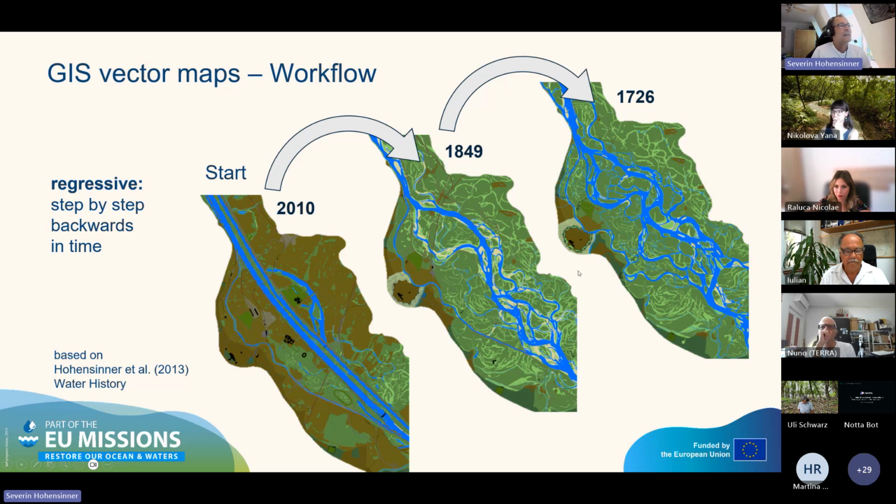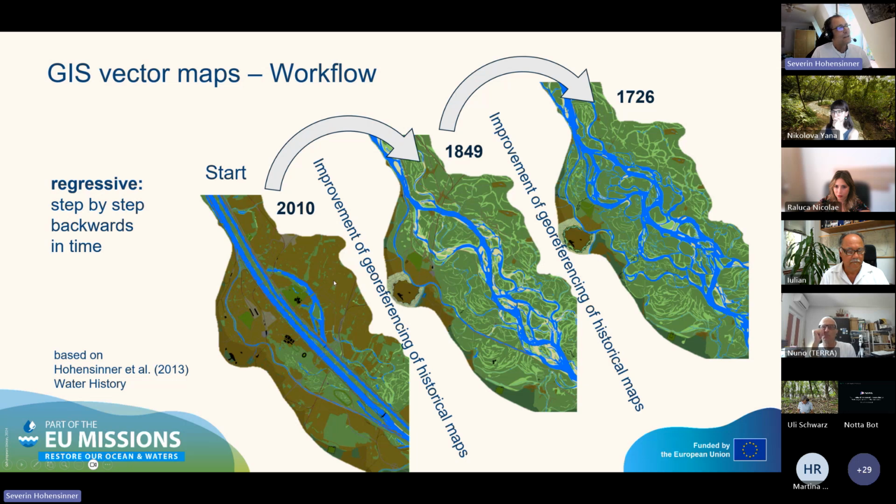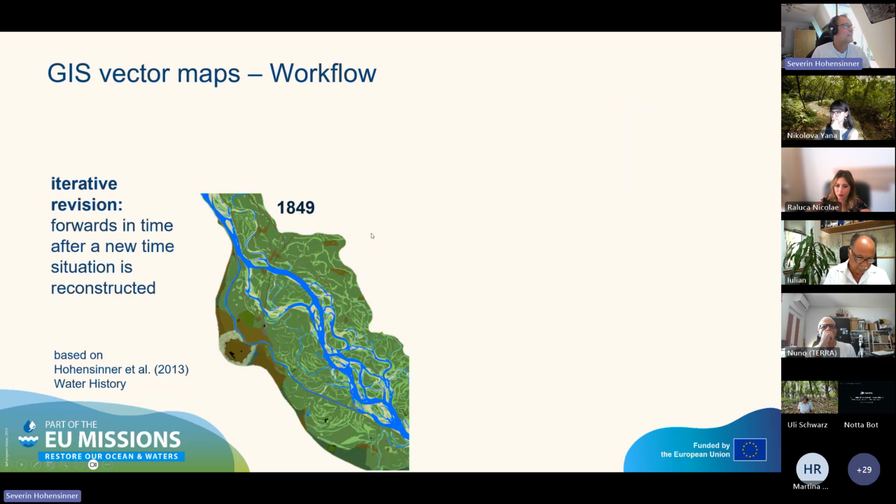Then the next step, as already said, we have more time slices in between. And when one time situation is ready, we improve the georeferencing of the historical maps that we need for the next time situation, because then it's easier to make the georeferencing more accurate. This is the regressive approach, but now the iterative revision forwards in time.